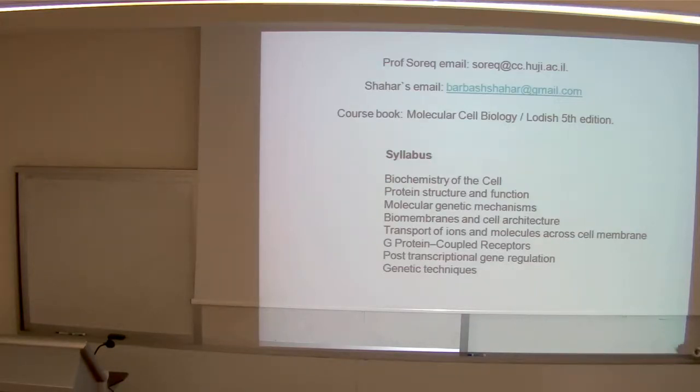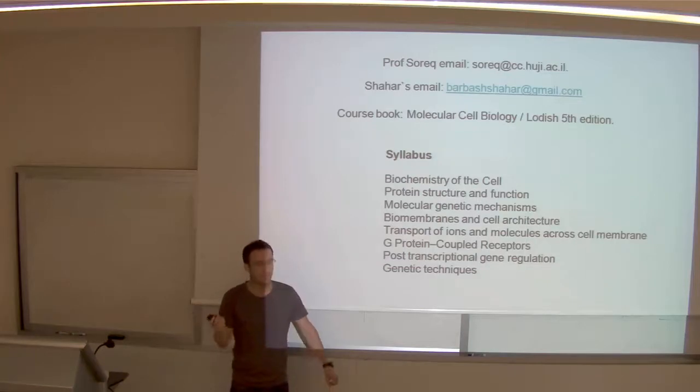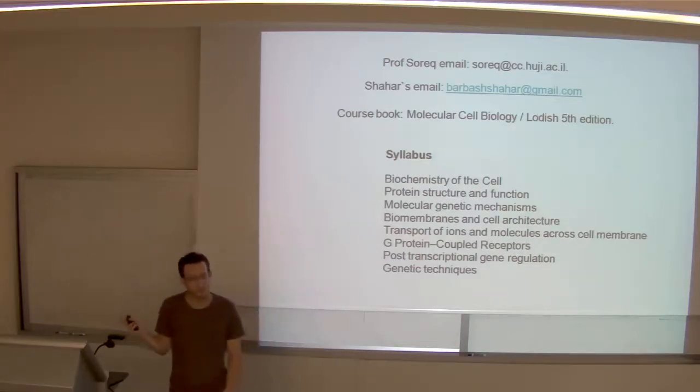The course book, the book that we will use along the course, is this one, Molecular Cell Biology, by Lodish, 5th edition. It is available in the Hermann library, and I have it as a PDF file here. I can't put it on the website because of copyright issues, but you're very welcome to take it directly from me during the break or anytime you like.